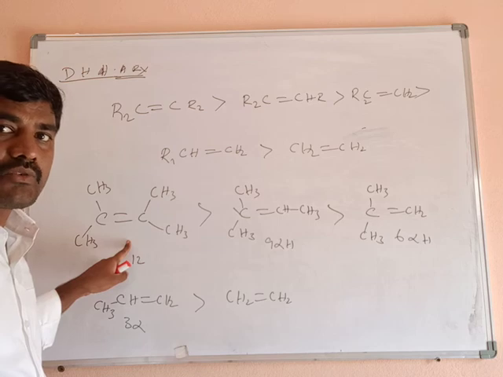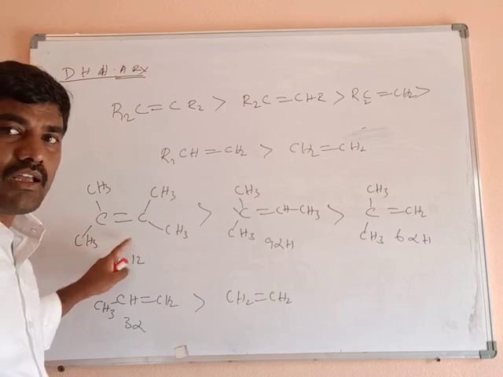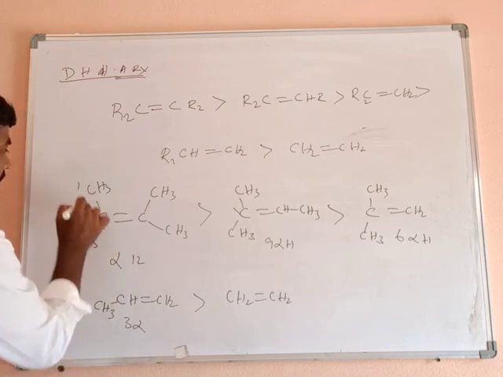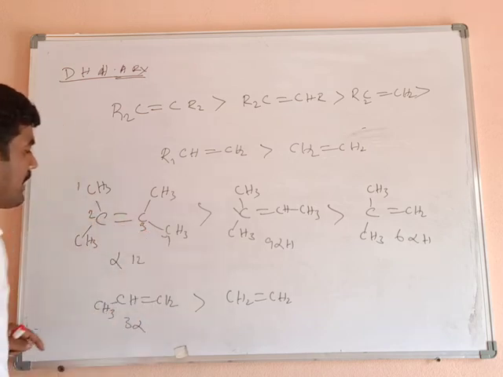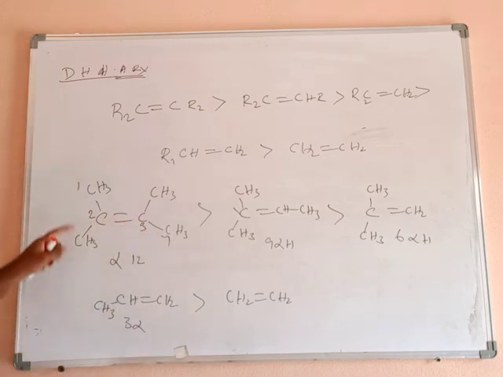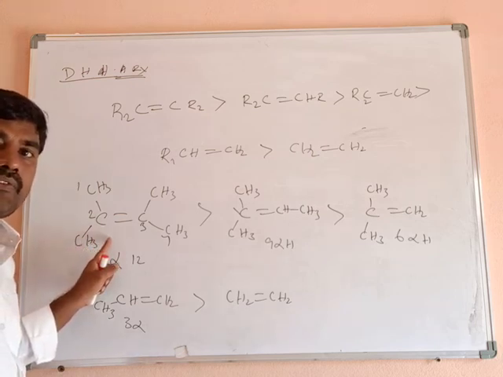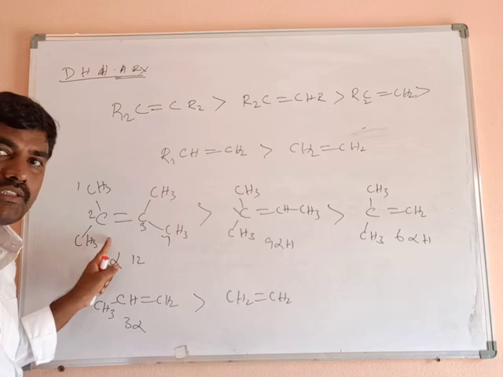Due to the presence of 12 alpha hydrogens, it is more stable. So the formation of this product, 1, 2, 3, 4, the name of this compound, 2,3-dimethylbut-2-ene, is formed very fast. Clear? Understand?